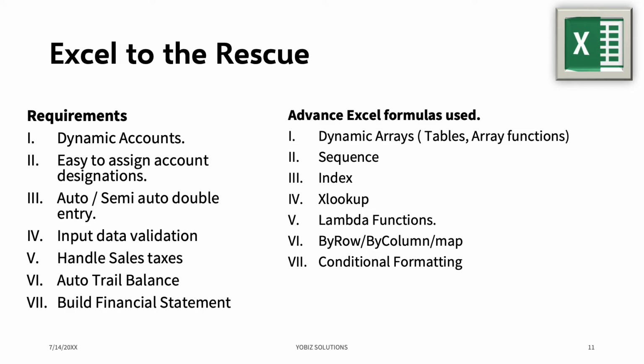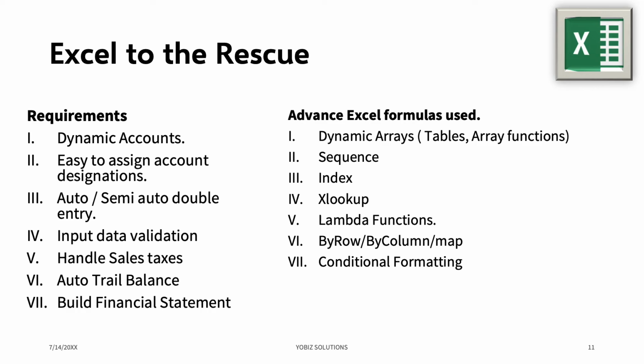Another thing is easy-to-assign account designation, which means when you add an account, you just need to define whether it's a debit or credit, or maybe one level further, whether it is an asset, liability, or an equity account, and then the system should take care of assigning the correct signs, and that reduces the chance of confusion or room for error.